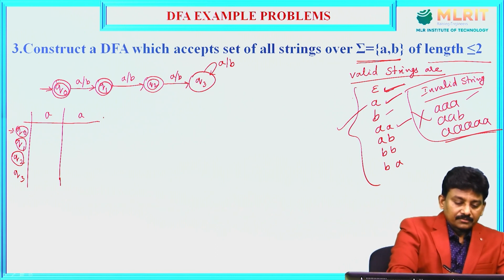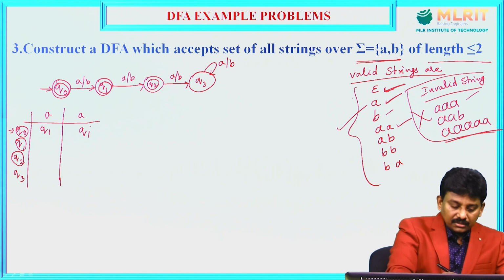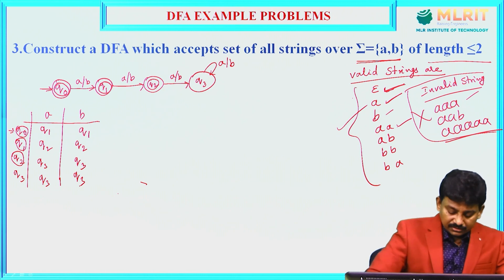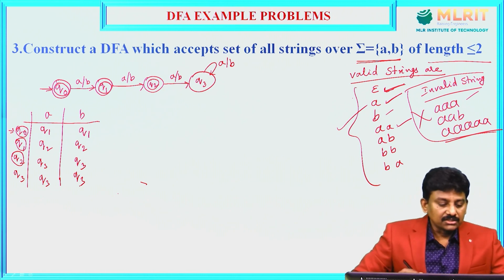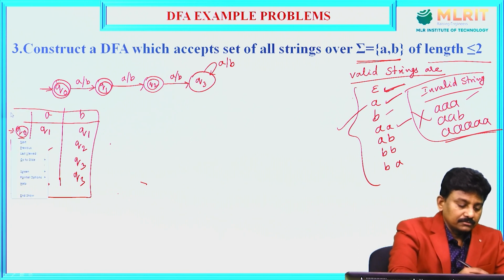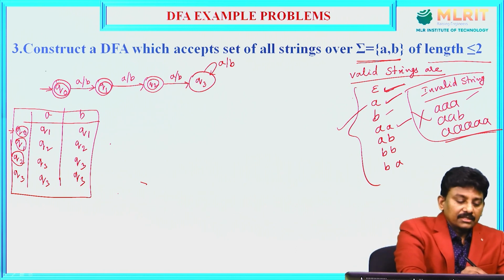Q0 on A goes to Q1, Q0 on B goes to Q1, Q1 on A goes to Q2, Q1 on B goes to Q2, Q2 on A goes to Q3, Q2 on B goes to Q3, Q3 on A stays at Q3, Q3 on B stays at Q3. This is the transition table, and this is the transition diagram.